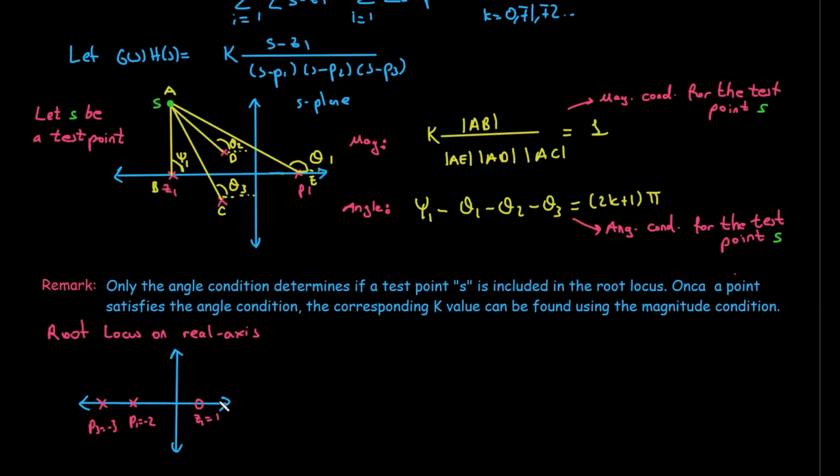And what I will do first is select my test point to the right of this zero over there. And so the vectors that I'm interested in are S minus Z1, S minus P1, and S minus P3, right? So let me plot those vectors. This is my S minus Z1 vector over there. And this is S minus P1.